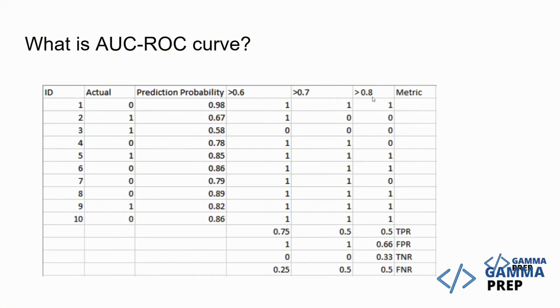For example, when the threshold is 0.8, 0.98 will be treated as 1, but 0.67, 0.58, 0.78 will be treated as 0. So this 0.78, which was predicted as 1 when the threshold was 0.6 and 0.7, is now predicted as 0 when the threshold is 0.8. So based on the threshold, the TPR, TNR, FPR, and FNR are going to vary, and we have to draw the graph between the TPR and the FPR at different thresholds. That's what the ROC curve is. And AUC is the area under that curve, and it should be high, because the higher the AUC, the better is the model's performance.